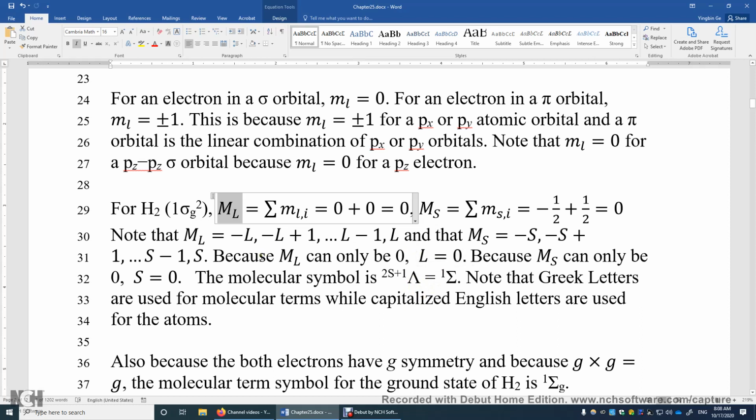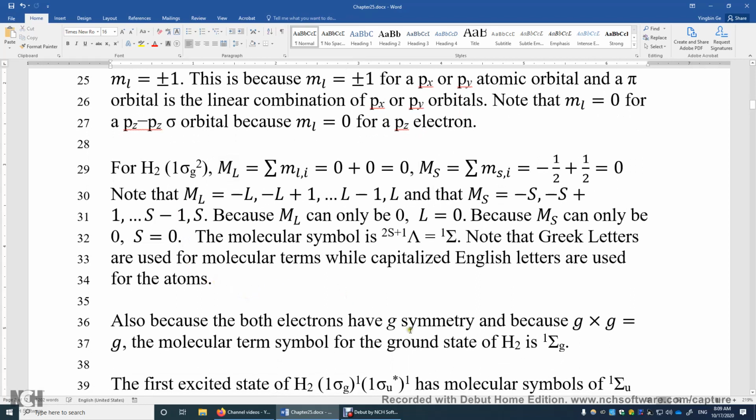Again, we use the same rule for the symbol to be used. L is 0, 1, 2, 3. In atomic term symbols, we write S, P, D, F. In molecular term symbols, we use Greek letters: sigma, pi, delta, and phi correspond to the English letters S, P, D, F. So in this case, L is 0, so we use sigma here. And the superscript is 2S plus 1. We know S is 0, so it's 1 sigma. This is the molecular term symbol for this hydrogen molecule with both electrons occupying the sigma g bonding orbital.